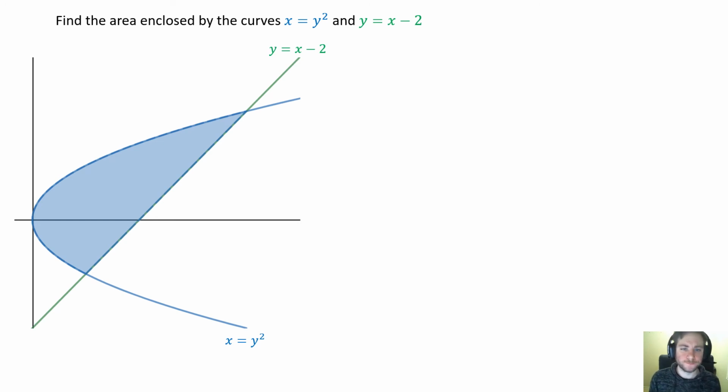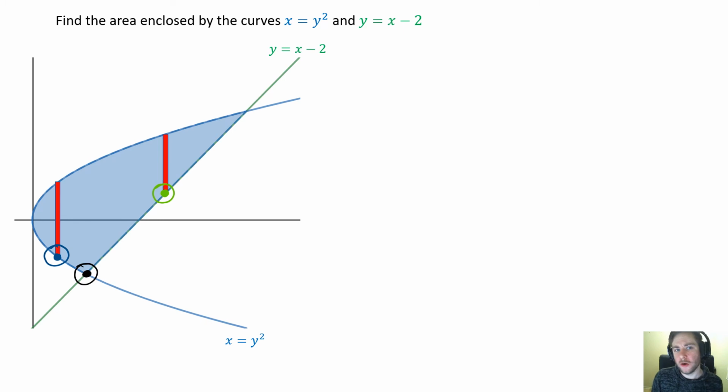I hope you were able to see that horizontal rectangles are the better choice here, and the reason is because of this intersection point. The curve that defines the bottom of a vertical rectangle would be different depending on the position of the rectangle, whether that rectangle is to the left or right of that intersection point. So that would require us to divide up our region, very similar to how we saw before.